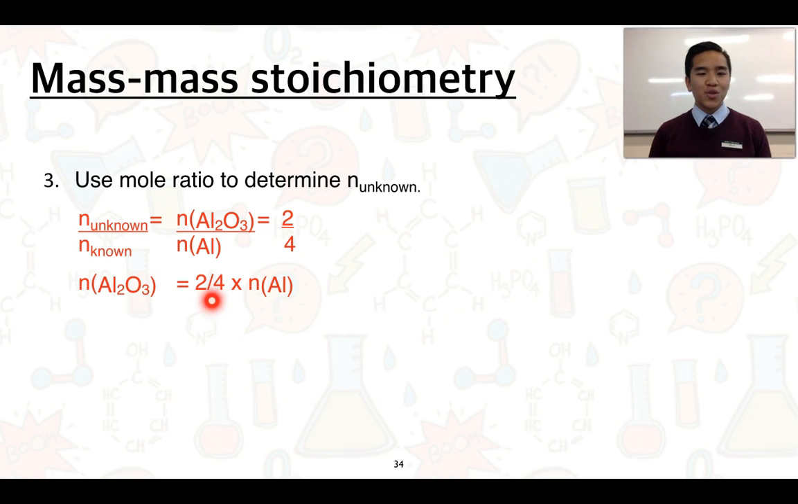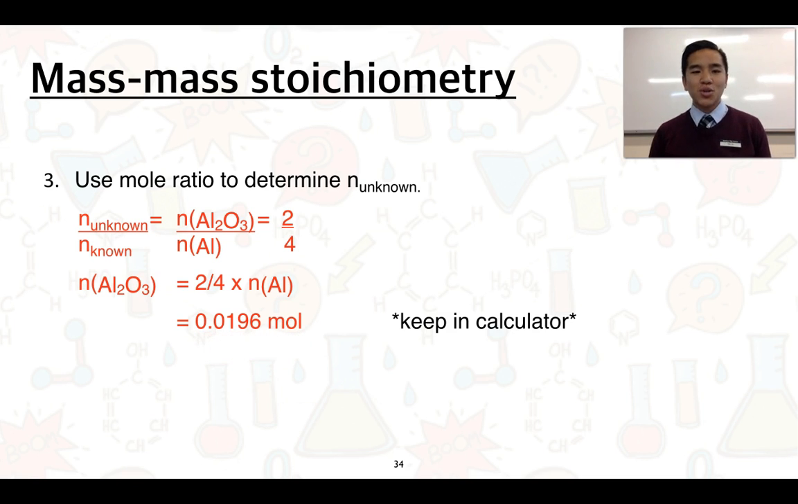We know that 2 over 4 is equal to a half, or 0.5. So we just multiply that to our answer in our calculator that we obtained in step 2. And again, I've just rounded this off for the purpose of not making the numbers too long, but we have 0.0196 approximately moles of aluminium oxide. Just don't forget to keep this answer in your calculator. We're going to use it for the very next step.